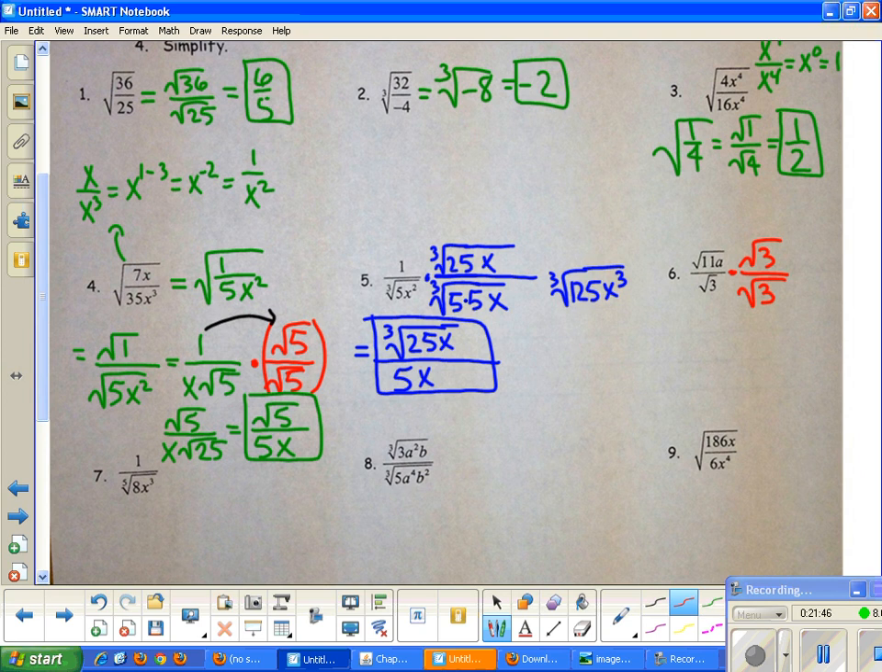Remember, multiplying by 1 doesn't change your equation. So if you have radicals with the same index, you can multiply them underneath. And then root 3 times root 3 is root 9, which is really just equal to 3. And then this does not simplify any further.